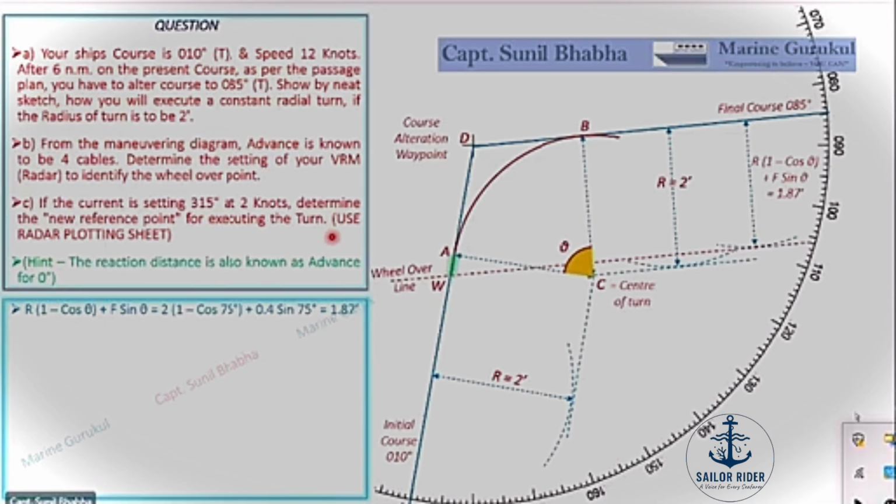Now our intention is to find a reference point so that when we start our alteration from that reference point, our ship reaches at point Bravo, or if there is a cross-track error, at least our ship should reach on the final course line with 0 cross-track error. So for this now, we will first have to calculate what is the total time required by the ship for the alteration.